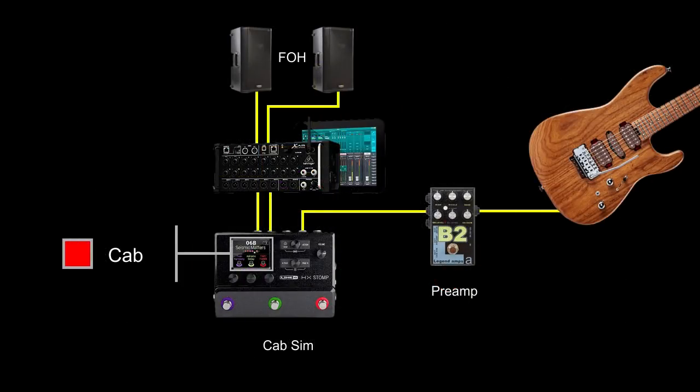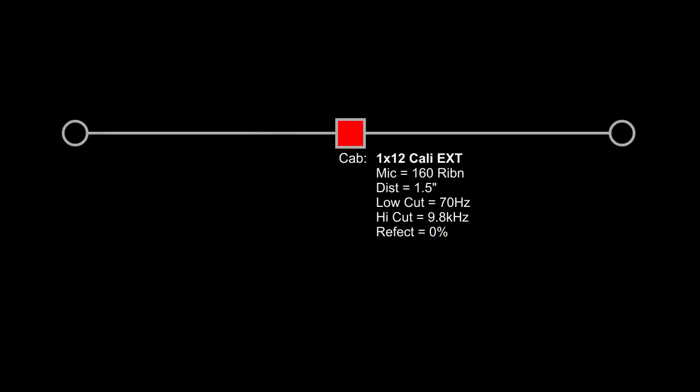Here's the most basic kind of cab sim. There's a guitar, a preamp, the HX Stomp with a cab block loaded, to the mixing board and out to the front of house. Note that in most of these samples, there will be a touch of reverb added by the mixer. The cab sim I've chosen to work with is the 1x12 Cali EXT, which is based on the EVM12L speaker, my personal favorite, and I have 5 real cabs loaded with this same speaker. I adjusted the default mic and added a low and high cut. Here it is in mono. Keep in mind that this is just a starting point.